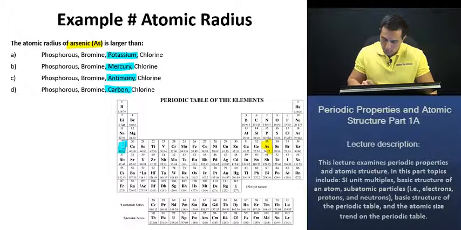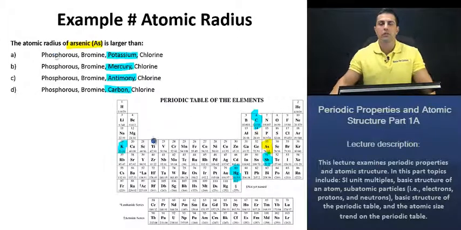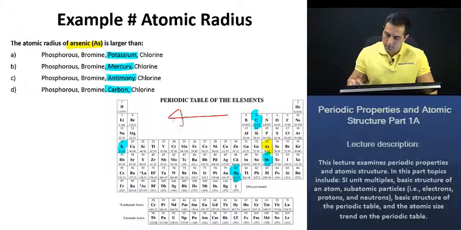Then we have potassium here. We have mercury here. We have antimony here. We have carbon here as well. Now, just a word of caution. There are some discrepancies in the atomic size within the transition metals that we did not talk about. However, on the type of questions that you will be encountering, this isn't something that you should encounter on test day.